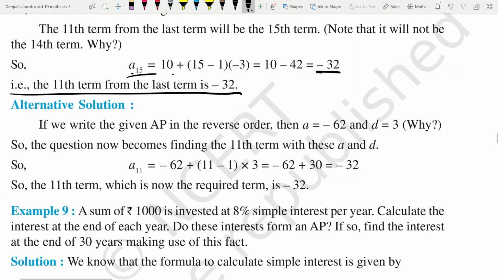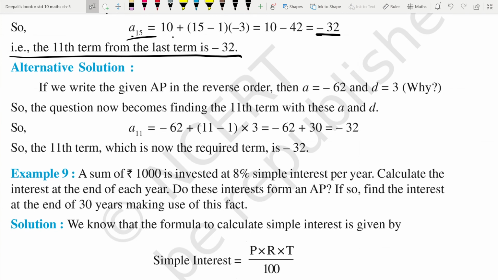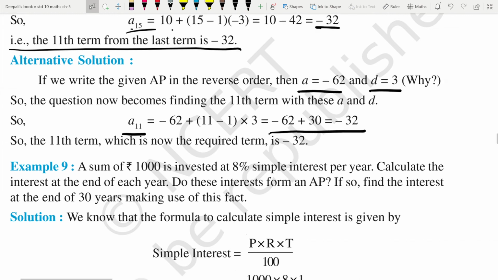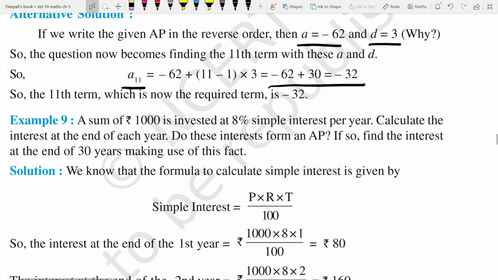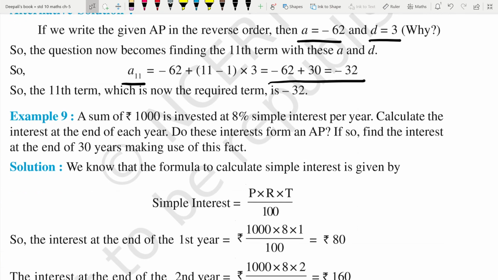There is an alternative method. If we write the AP in the reverse order, then A will be minus 62 and D will remain the same. So the question now becomes finding the 11th term with these A and D. So A11 will be minus 62 plus (11 minus 1) times 3, that is minus 62 plus 30, that is minus 32. So the 11th term, which is now the required term, is minus 32.